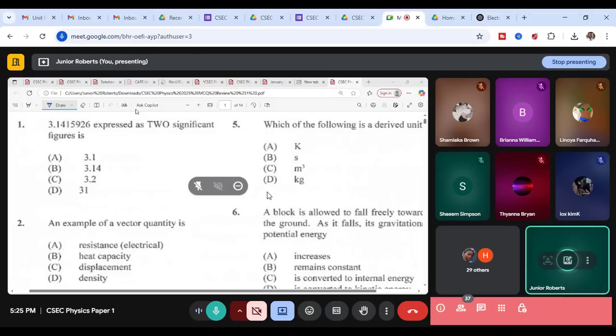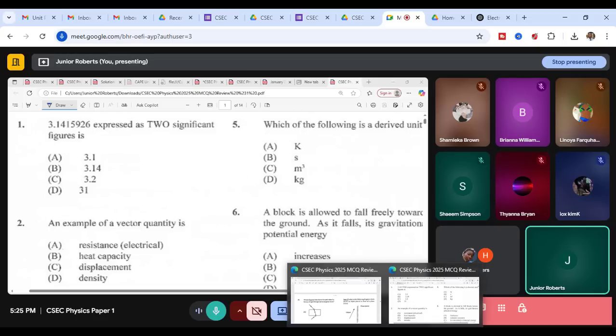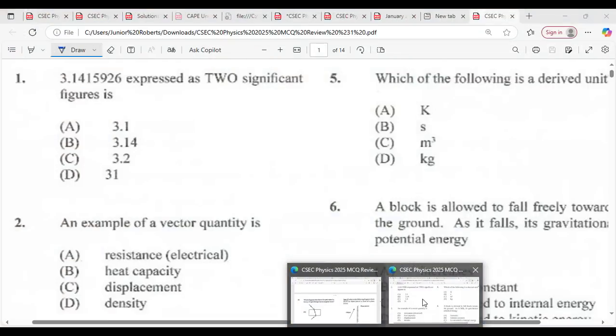Alright, so we're going to start going through now. So if you did not get to submit within the time, I would have closed off the submission, so you won't be able to submit at this time. Alright, so we will begin going through these questions.